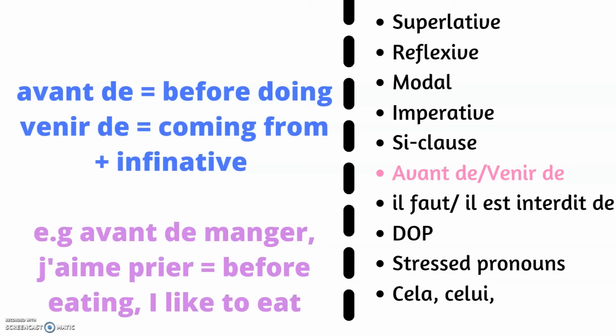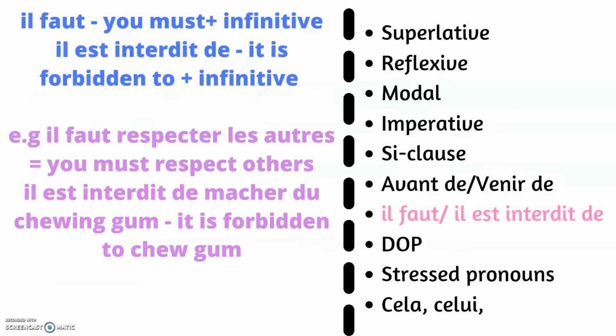I like to pray. The next technique is il faut or il est interdit de. Now, il faut means you must, and then you follow it by the infinitive, and il est interdit de means it is forbidden to, and you also follow that by the infinitive. Now, for example, il faut respecter les autres, which means you must respect others, or il est interdit de mâcher du chewing-gum, it is forbidden to chew gum. Now, let me just tell you, this is a really good phrase to use in your module 6 because that's all about school rules, and you can talk a lot about what's forbidden, what's not allowed, what you must do.